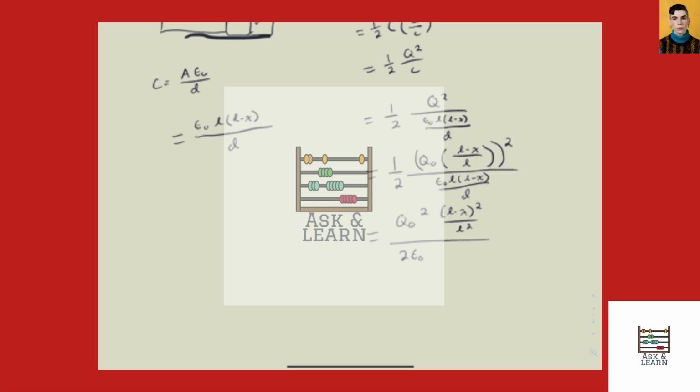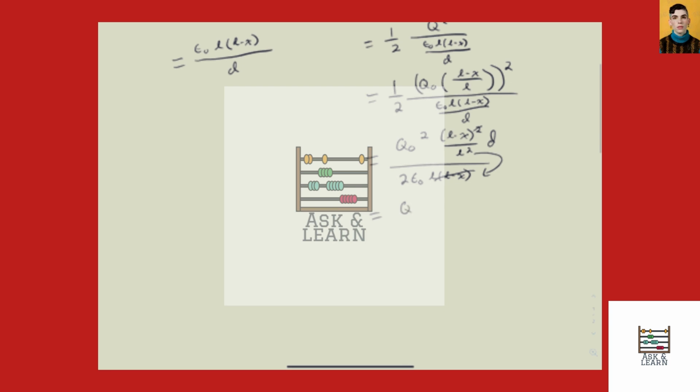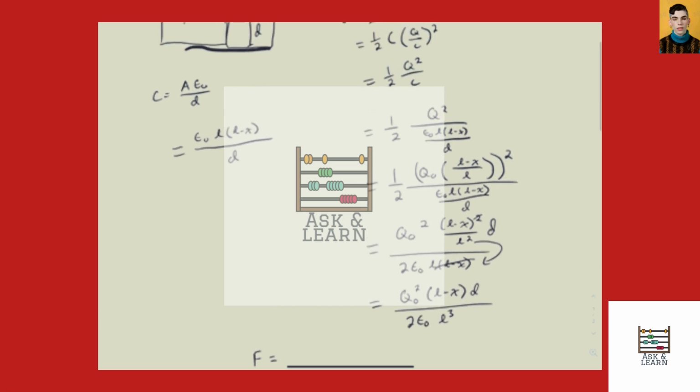This is 2 epsilon naught L minus X, and the D's in the denominator, so I'll bring that up to the numerator like this. So now one of the L minus X's cancels. This L squared comes down to the denominator, so we get Q0 squared, and L minus X times D, and then divided by 2 epsilon naught, and then we have an L and an L squared, so that's L cubed.